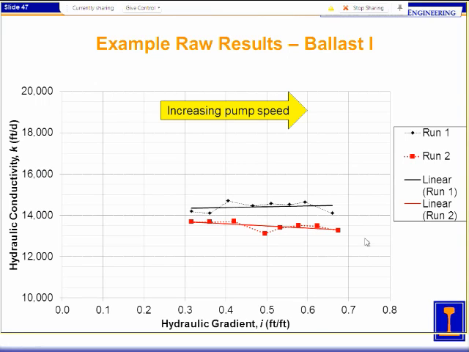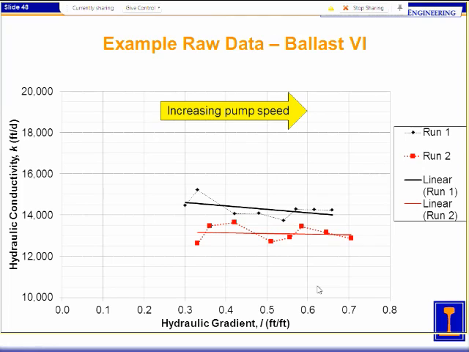And we see two different results, which we expect, but we're seeing relatively flat results. Same here. Here's just another example. You can see with pretty much when we increase the pump speed, we're getting an increased hydraulic gradient.